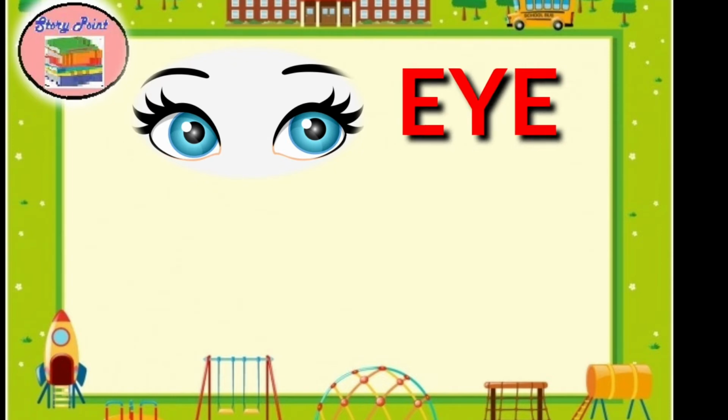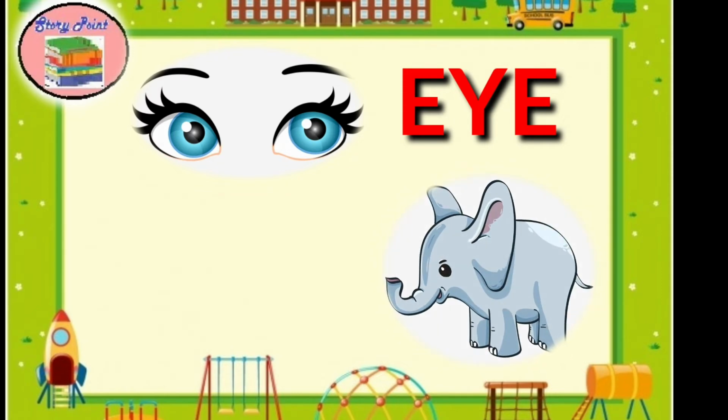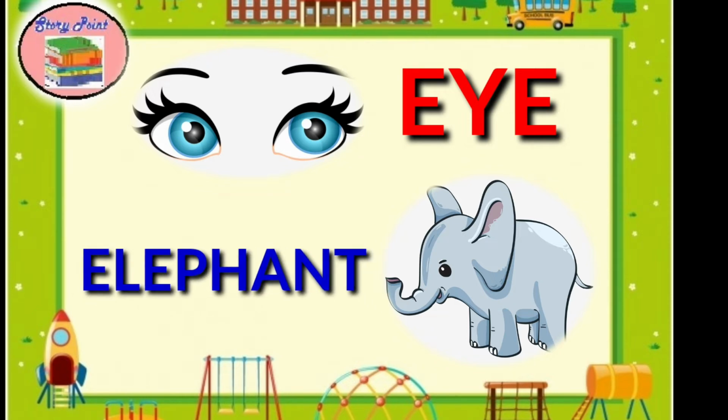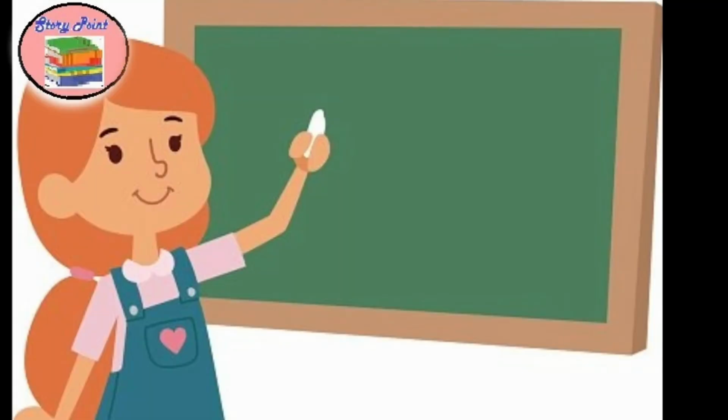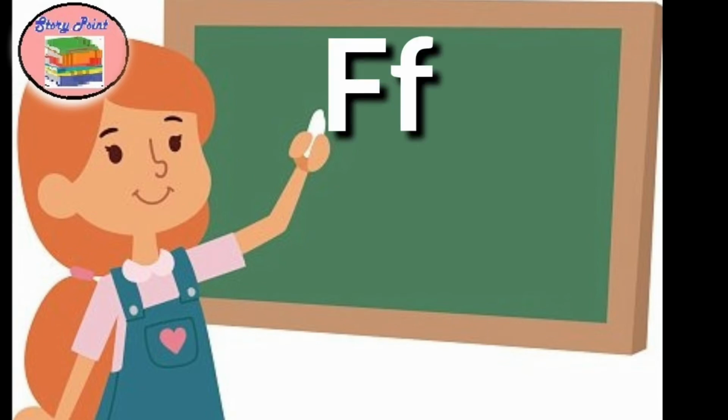E Y E. E for elephant. You see elephant? Have you visited the zoo? E L E P H A N T. It's elephant. Children, next alphabet is F.